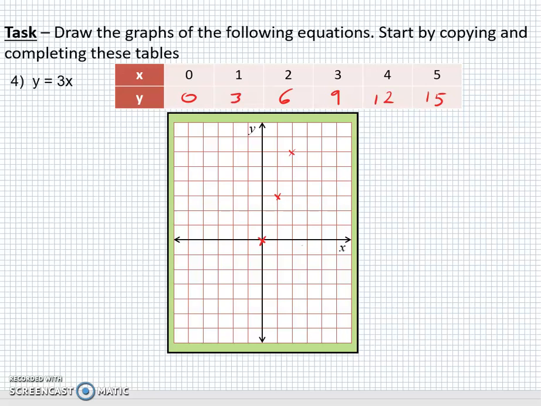So we can still draw a line from there. So I'm going to do that now. So this is my line drawn. And remember what I said, you fully extend the line, not just through your coordinates. Okay, so press pause and mark your work or copy it down.